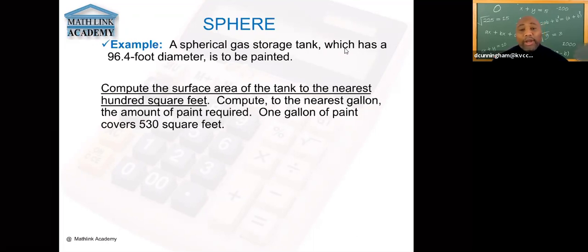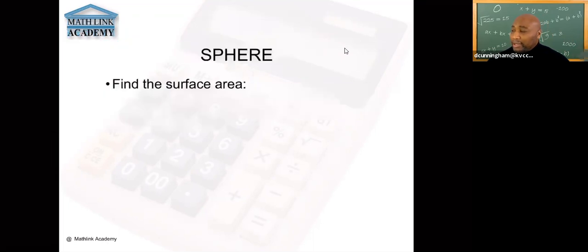And notice this, we're given this: 1 gallon of paint covers 530 square feet. So 1 gallon covers 530 square feet. So first, let's figure out the area, the surface area. It's a good word, surface area of this sphere.